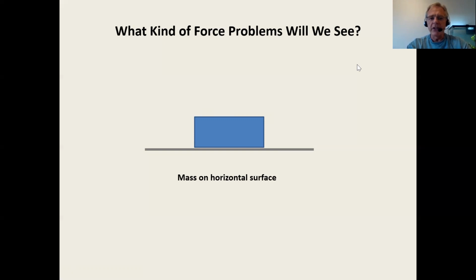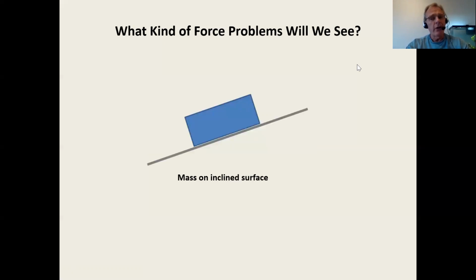So we have a mass on a horizontal surface. We could take that surface and put it at an angle. So now we have a mass on an inclined surface. Put it on wheels, it slides down. Put it on wheels, we can push it up. So these things are only slightly more complicated. We approach them the same way.